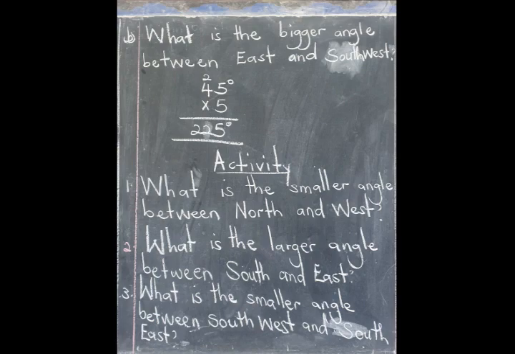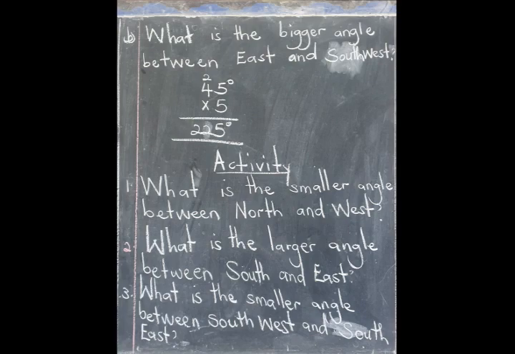You can also try out on the ground and draw a compass. Set for yourself a question. If you have a big sister, she can guide you on finding the bigger and larger angle. After observing our examples very well, we are going to do the activity that has been given to us.